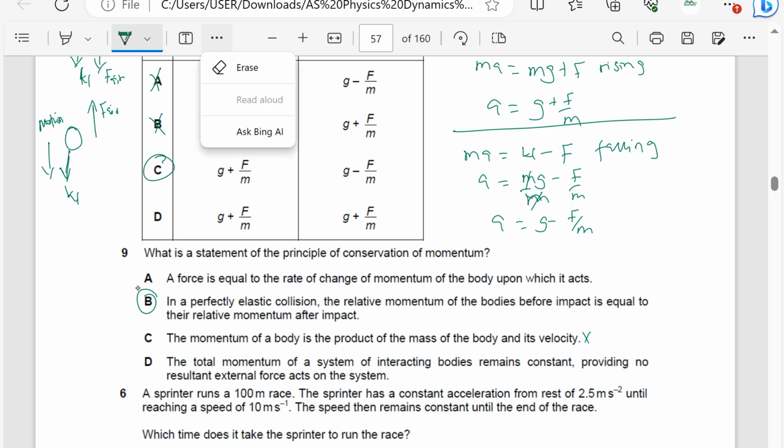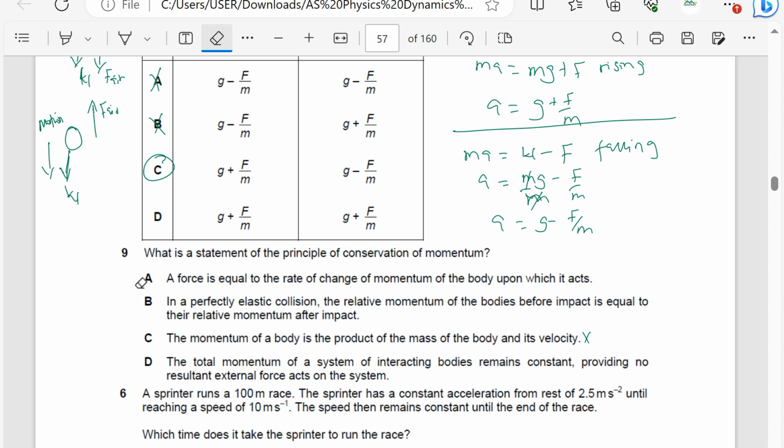No, the answer is D, not B. So the answer here is D. The total momentum of a system of interacting bodies remains constant provided no resultant external force acts on the system. So the answer is D, not B. That is just an error.